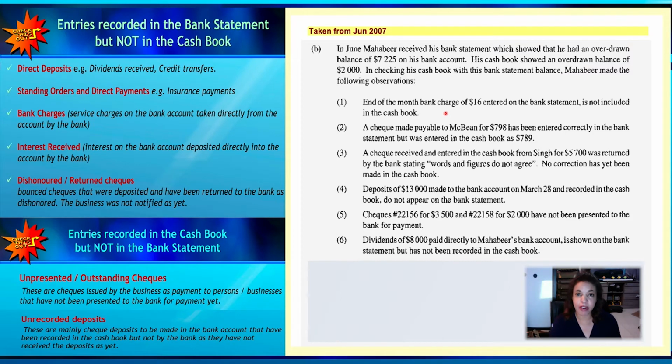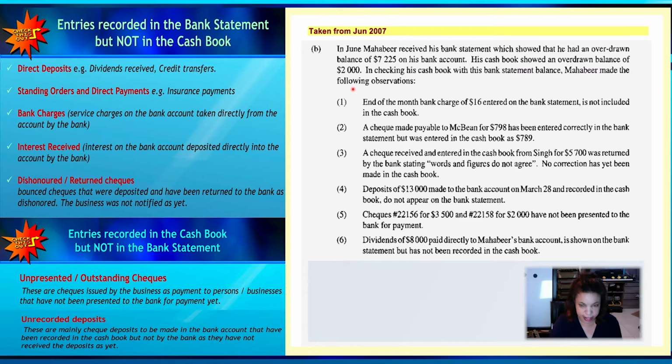Remember, your bank reconciliation statement, 2 items you would be looking for, which would be unpresented checks and unrecorded deposits. Everything else, the items that are missing, would be entered in your cash book. All right, so that is what we have been working on and what you will see here.